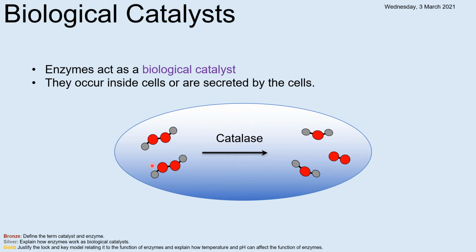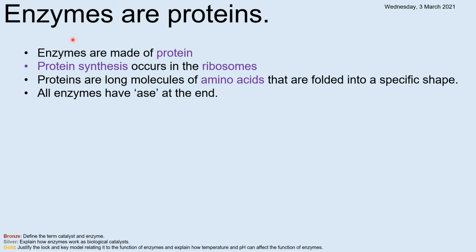So here we have an example. We've got catalase, and it breaks it down into smaller molecules. Enzymes are also proteins. So enzymes are made of a protein. You would have seen this in the lesson on proteins. And as you know, protein synthesis occurs in ribosomes. Proteins are long molecules of amino acids that are folded into a very specific 3D shape.